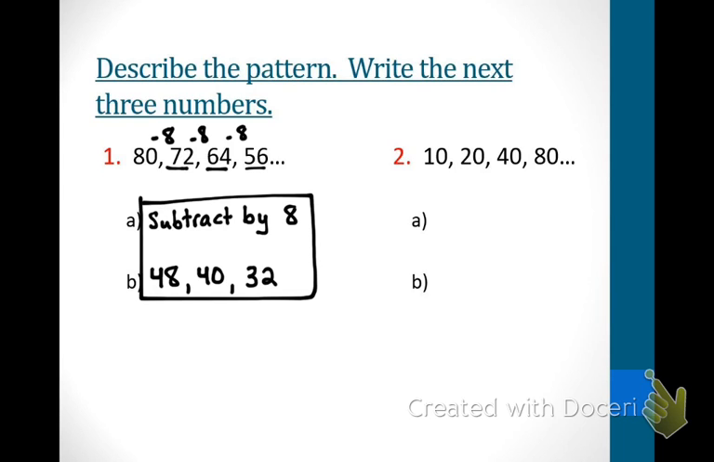Who thinks you might know what the pattern is? Landon, what do you think? Multiply by 2. He says multiply by 2. So notice once again, he's got one of my operation words, multiply by 2. Let's just check it out to see if this is right. What's 10 times 2? 20. Good job. What's 20 times 2? 40, excellent. And what's 40 times 2? 80. So I do know, because I tested it out, multiply by 2 works for all of my patterns there.